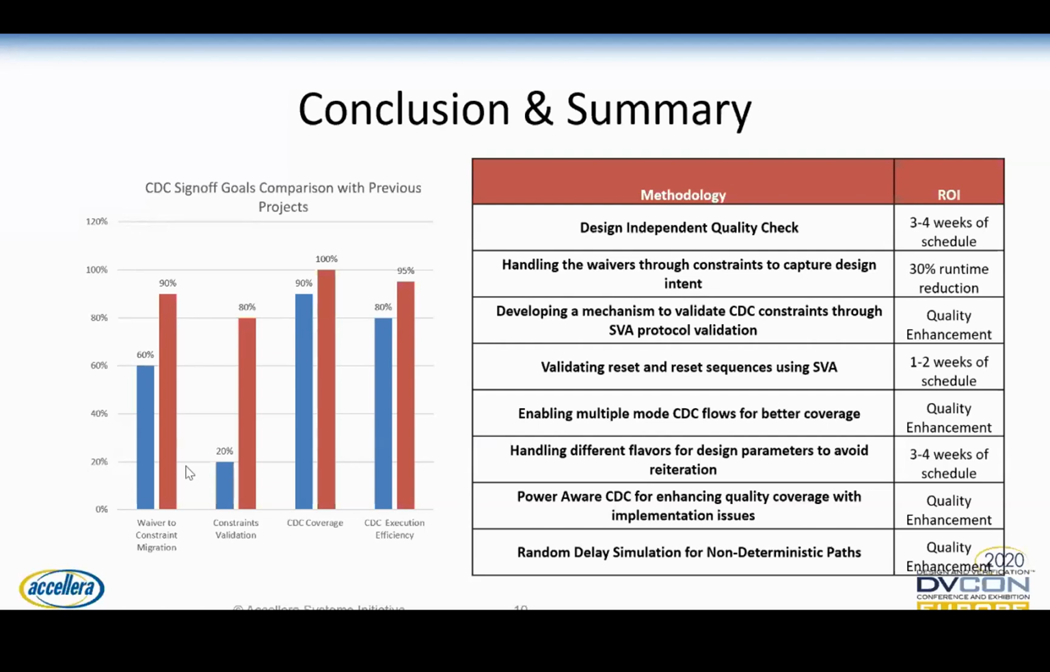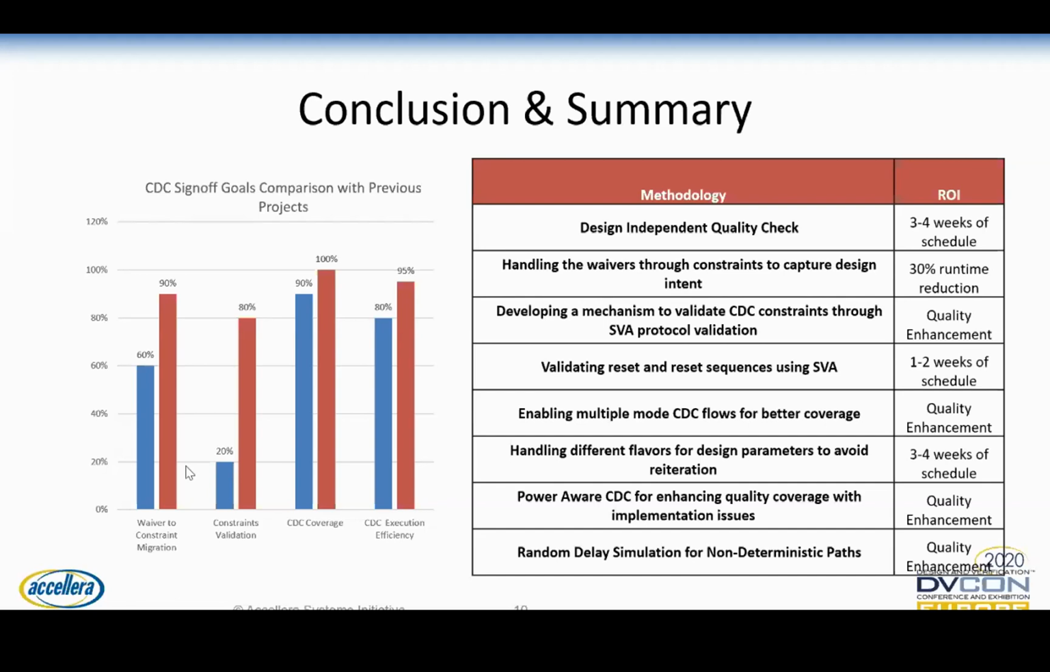And the last one is the CDC execution efficiency. When we say execution efficiency, as I discussed, the design independent quality check was the first one. Earlier we didn't have any mechanism, so until the SoC integration is complete, we can't provide feedback to the IP or subsystem. Another one is the parameter. Now we have a mechanism to identify which are the critical parameters and which are the don't care parameters. For don't care parameters, we don't need to go and revisit the abstract model or the hierarchical model. In that case, the iteration is shortened in a much more effective manner.